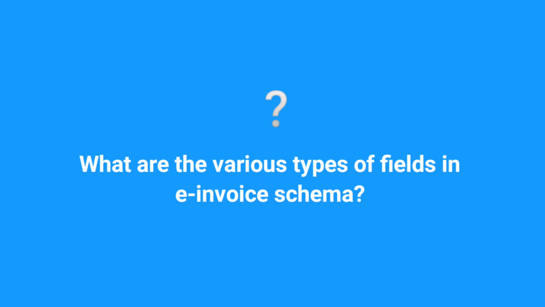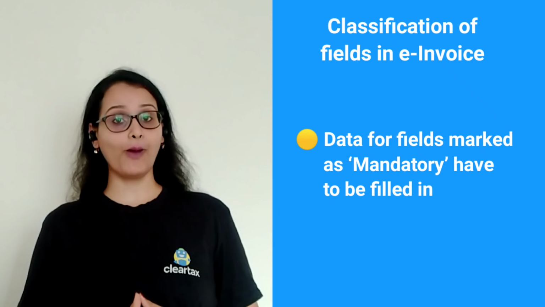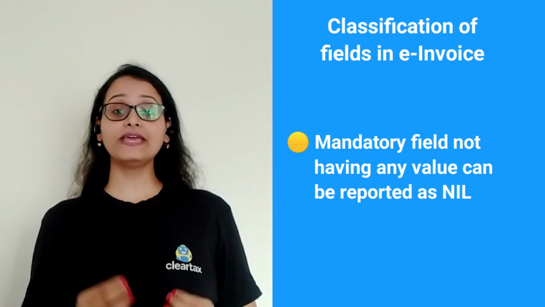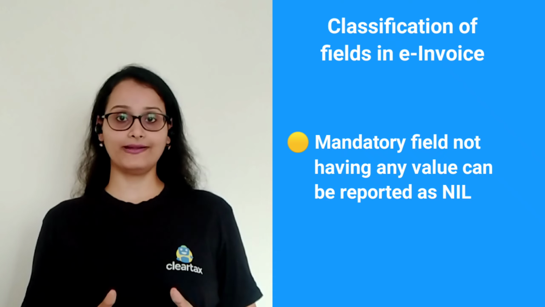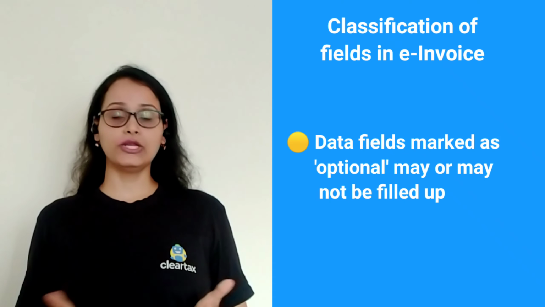What are the various types of fields in e-invoice schema? Data for fields marked as mandatory have to be provided compulsorily. A mandatory field not having any value can still be reported as nil. Fields marked as optional may or may not be filled up. Many of these are relevant for specific businesses, for example, batch number, attributes, etc., to cater to specific scenarios like e-way bill or export cases.